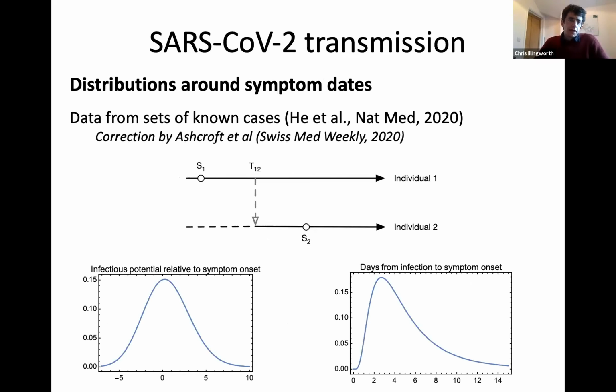So on to thinking about transmission. As I mentioned, there's a between-symptom likelihood, and that can be decomposed into two distributions. One gives the infectious potential relative to the onset of symptoms. And so people can transmit after becoming symptomatic or also before that, over a window of about plus or minus 5 days, according to the study from which we've taken the data.